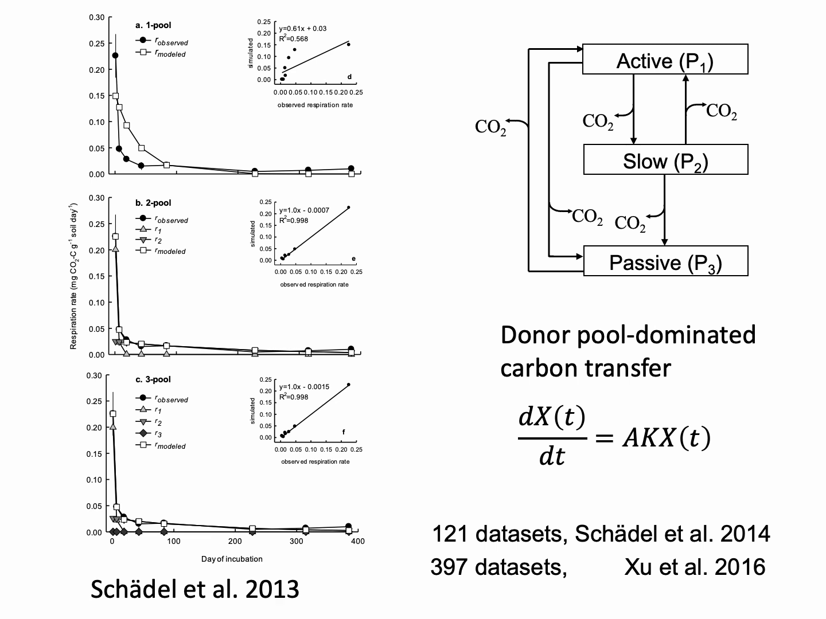Christina Schädel tried to fit the data of soil decomposition with 1, 2, and 3 pool models. She found that 2 or 3 pool models work well for soil carbon decomposition. Christina synthesized more than 120 data sets from permafrost regions. Xia synthesized nearly 400 data sets all over the world. Both studies showed that more than 500 data sets can all be well fit by 2 or 3 pool models. We add a symbol A to the equation to indicate the carbon transfer among the pools. That's how the donor pool-dominated carbon transfer equation can work for soil carbon decomposition.